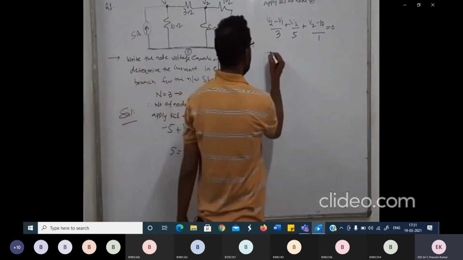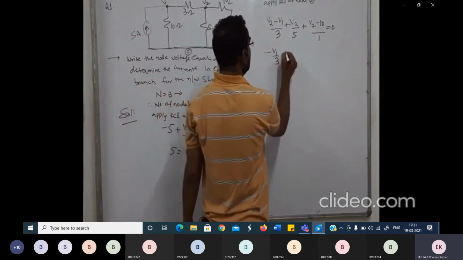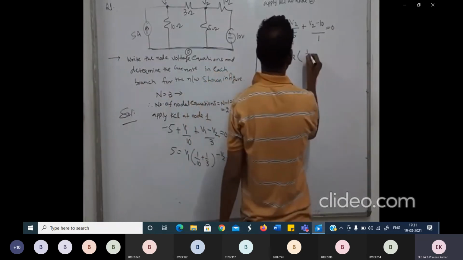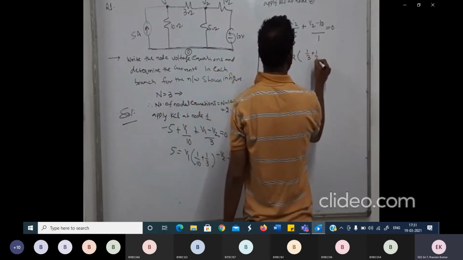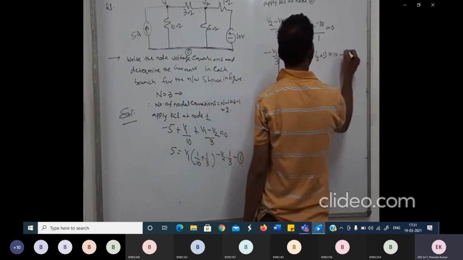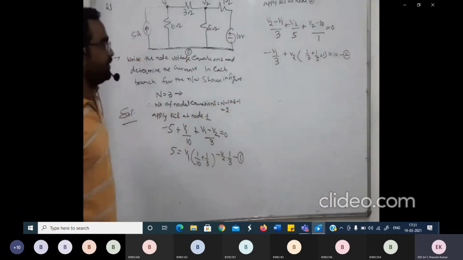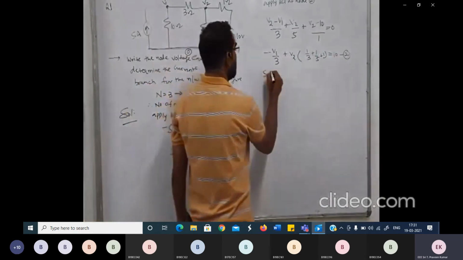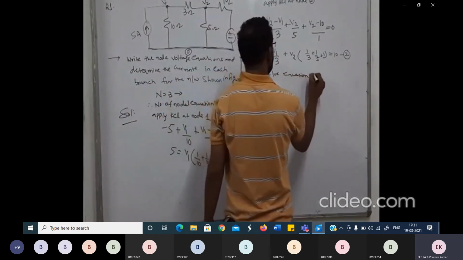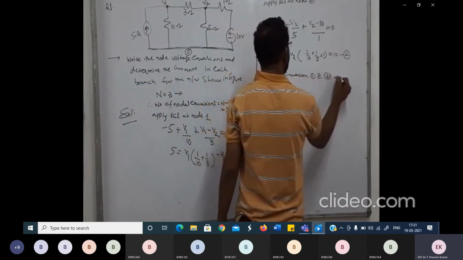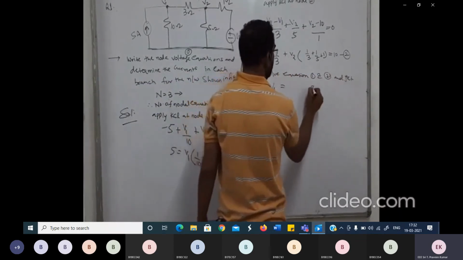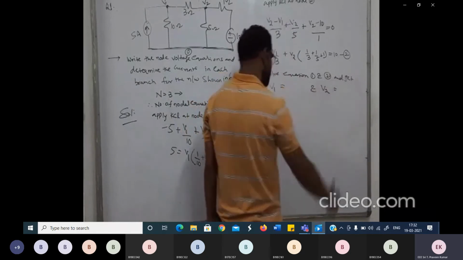Now to simplify this, you get minus V1 by 3 plus V2 into (1 by 3 plus 1 by 5 plus 1) equals 10. This is your equation 2. Now solve equations 1 and 2 and get the values of V1 and V2.